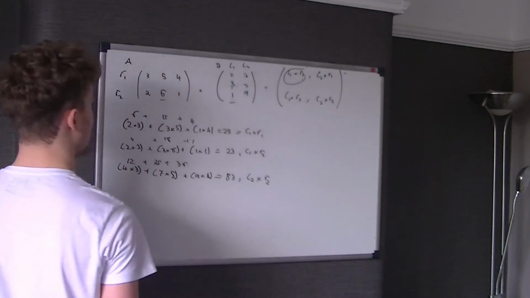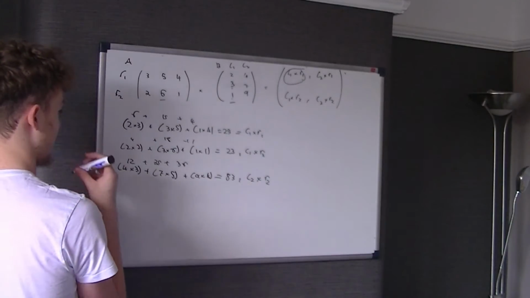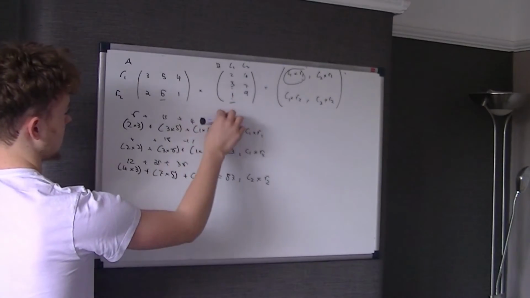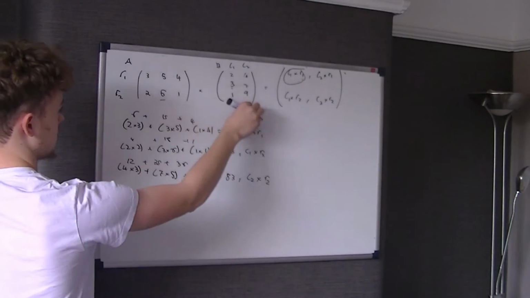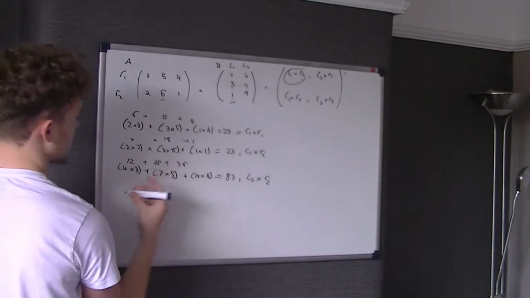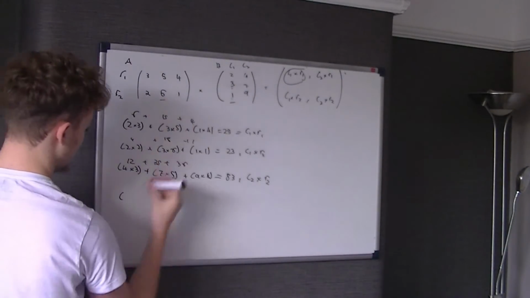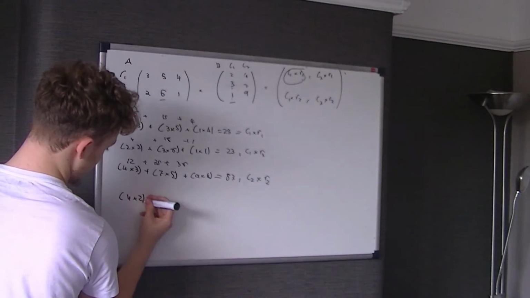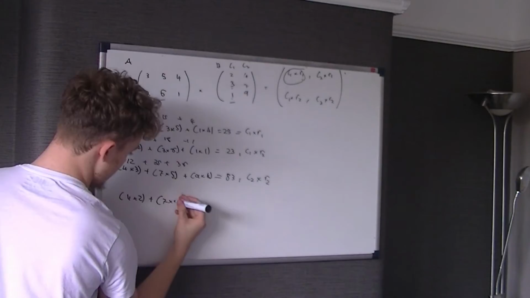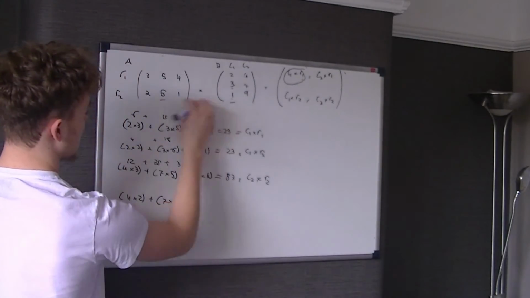So it's column 2 of B times the row 2 of A. Okay, and it will always be this way around. Right? Now the next one we have to do is column 2 times row 2, because that's the only two we haven't multiplied together. Okay, so it's 4 times 2 plus 7 times 6 plus 9 times 1.